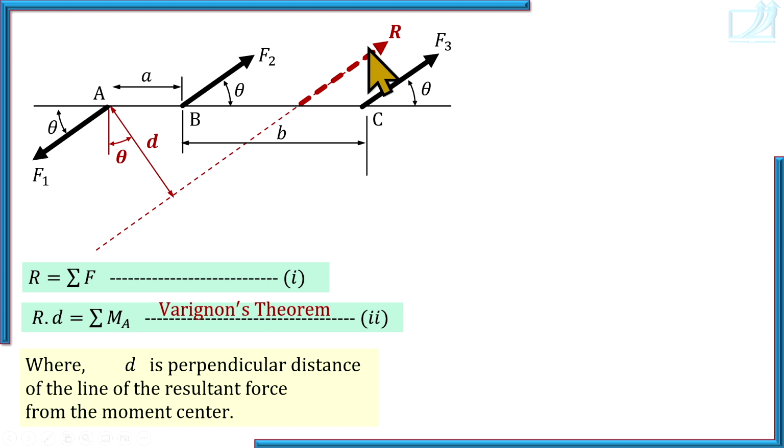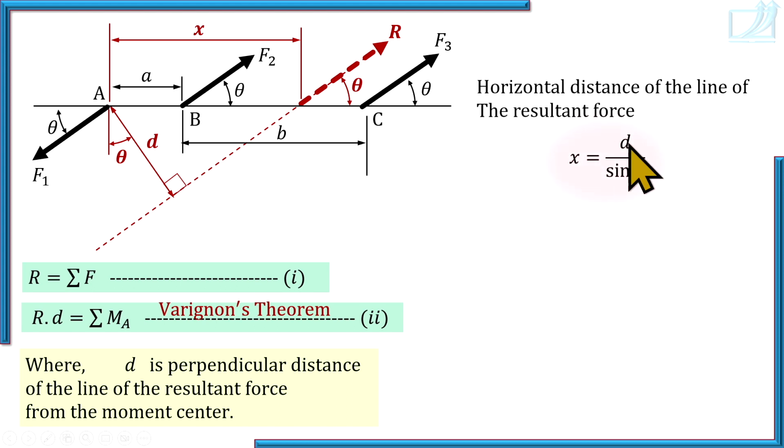If the resultant makes an angle theta with the horizontal, it's better to show the horizontal distance of the resultant from the moment center. Now, how to find the horizontal distance of the resultant from the moment center? Simple. The resultant makes angle theta because all forces make angle theta, and therefore focus on this right angle triangle. The hypotenuse of the right angle triangle, opposite to the 90 degrees angle, let it be x.